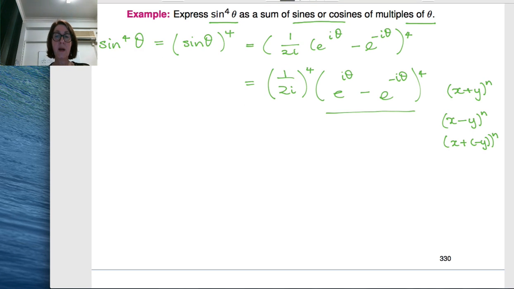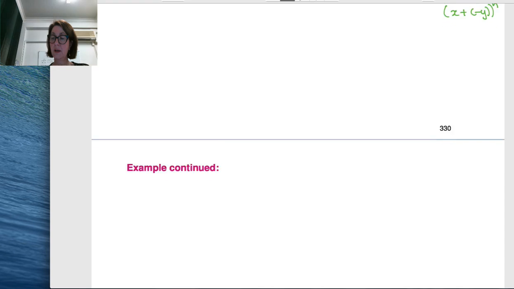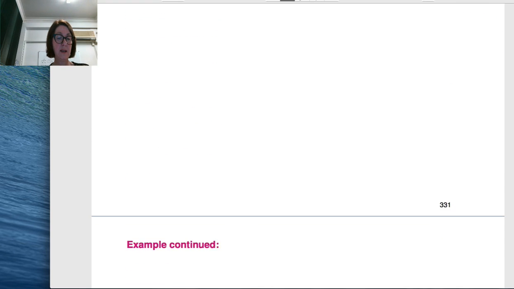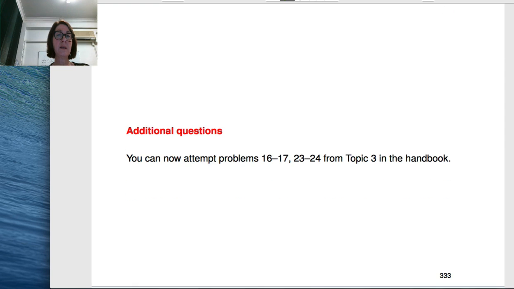Okay, so where are we at? Well, I think we've got pretty much to the end. Got some blank pages there for you to write on, but pretty much to the end of this section. So in topic 3, you can do problems 16 to 17 and 23 to 24. Some of these calculations get a little bit complicated, so you might want to do a couple of examples just so you've got the technique under your belt. And then in our next video, we'll be looking at roots of polynomials.